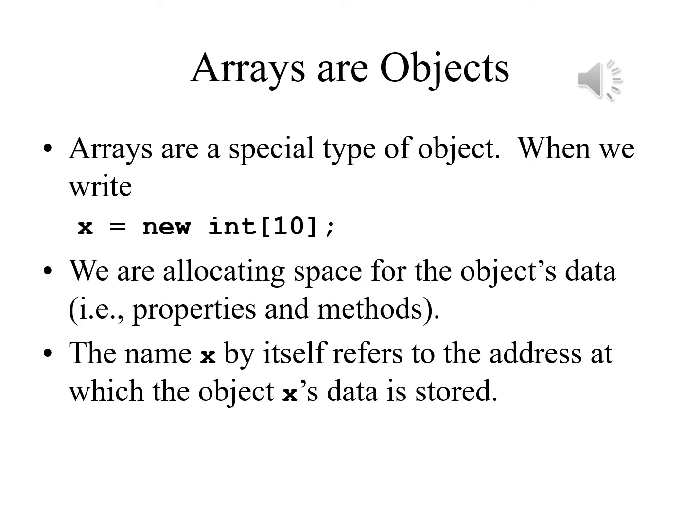Arrays are a very special type of object, and they have some things in common with the other types of objects that we have seen before. In the example on the slide, we can tell that the name of the array is x, and when we write equals new int 10, that is where we set up storage for the array's 10 elements. Being an object, that means that there can be properties and methods. Using the name x by itself will give us the location of the object's data.